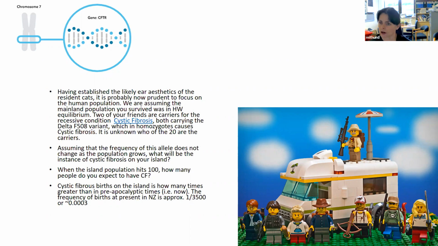So your friends are just carriers, but you don't know who of the 20 are carriers. So assuming that the frequency doesn't change as the population grows, what will be the incidence of cystic fibrosis on your island? And when the island population hits 100, how many people do you expect to have cystic fibrosis? And then if cystic fibrosis births occur on the island, you want to find out whether they're going to be more frequent on your island now compared to the mainland in pre-apocalyptic times. I've given you a rough idea of what the current frequency of births in New Zealand is at the moment. And again, a few more minutes to work that one out.